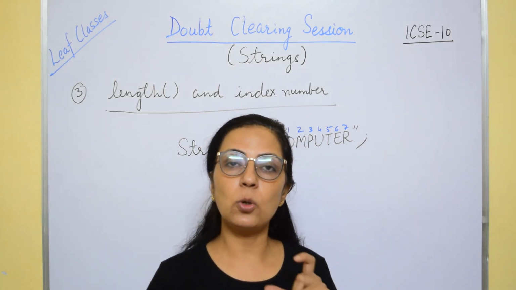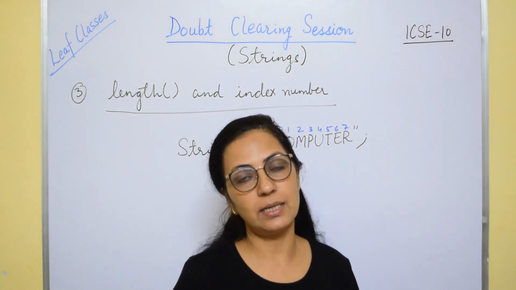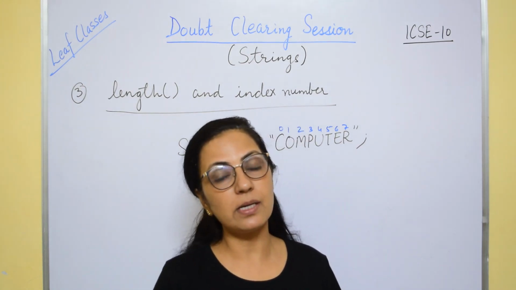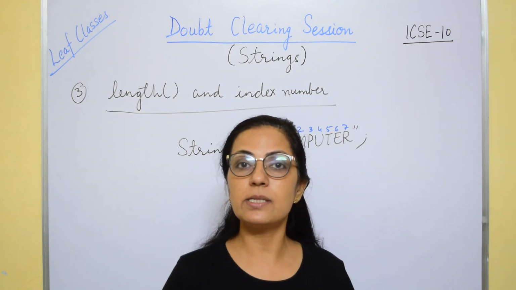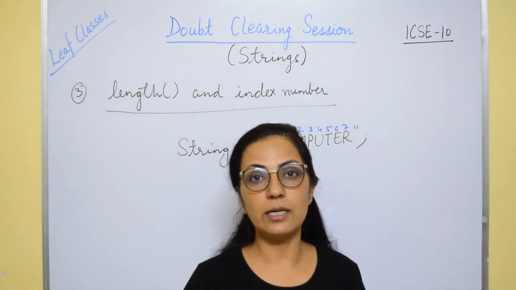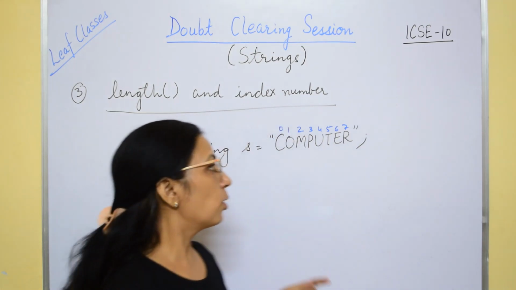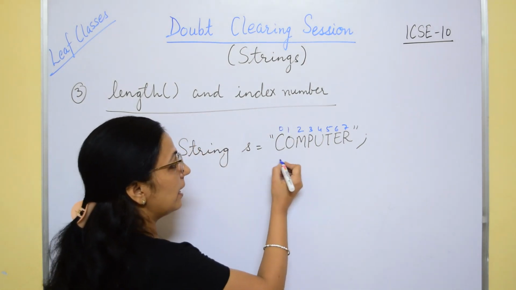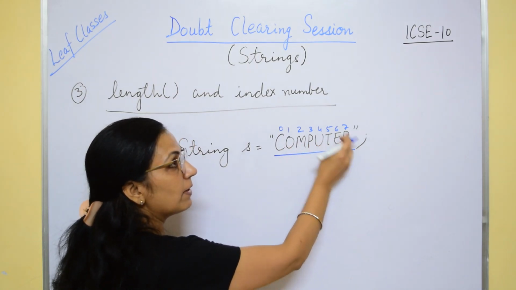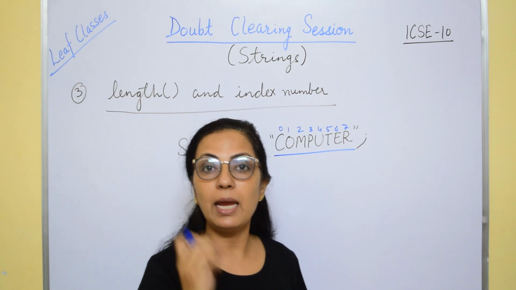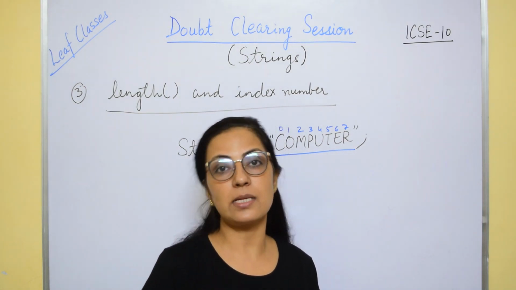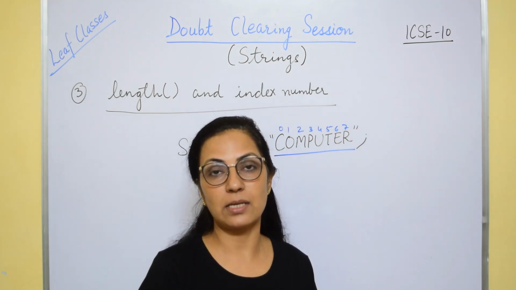Length means total number of characters present in the given string. It can be space, it can be digit, it can be any special symbol. So length will give you the total number of characters of the given string. So here if I find the length, length will be 8: 1, 2, 3, 4, 5, 6, 7, 8. Length will be 8. And sometimes children say that the last index number is 7, why is length 8?